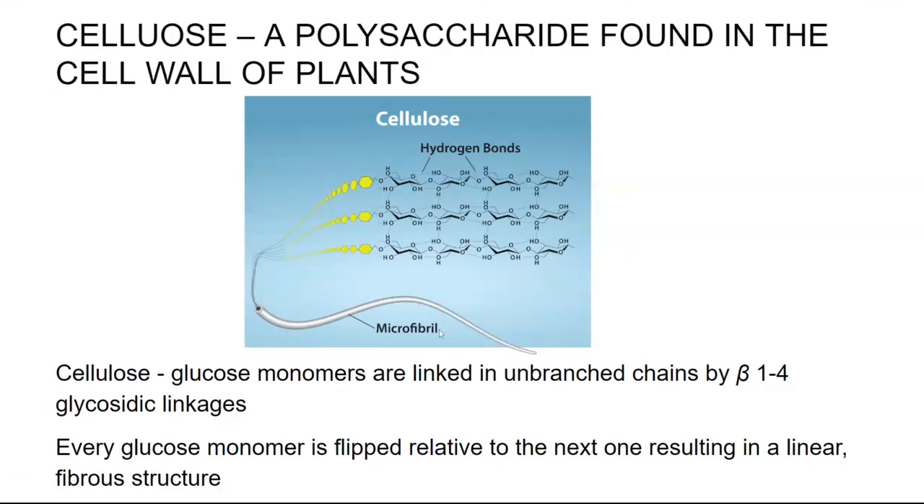So some myofibrils in animal cells, but mainly you're going to see cellulose in the cell walls of plants. So very, very strong type of polysaccharide or carbohydrate. Humans don't really digest this very well.